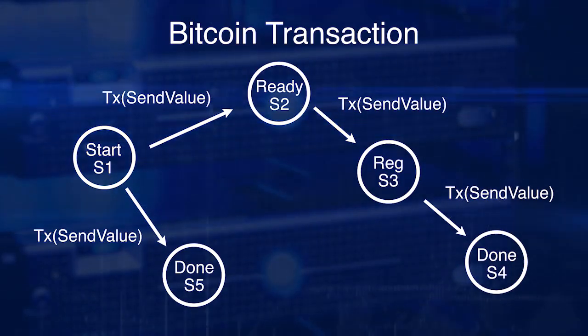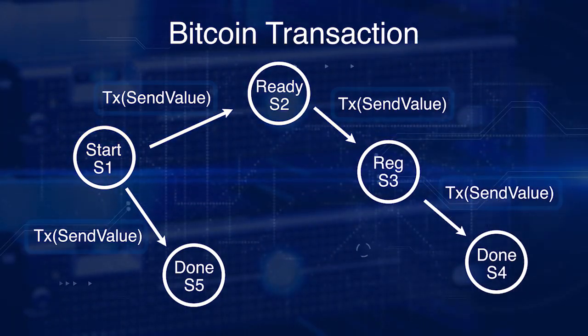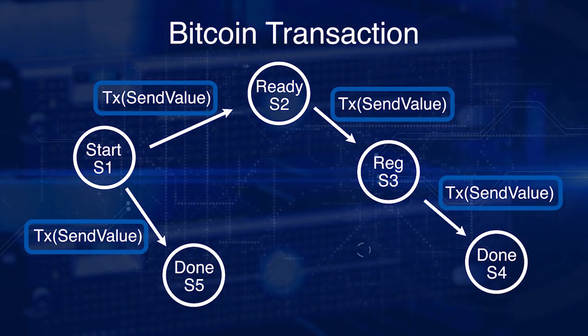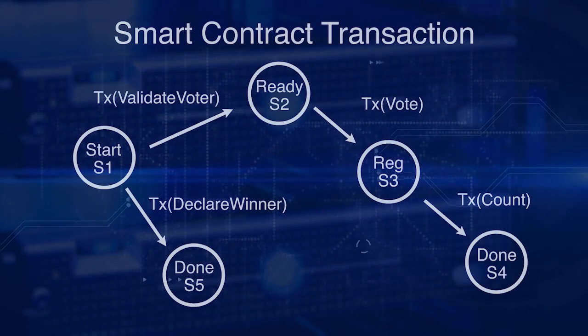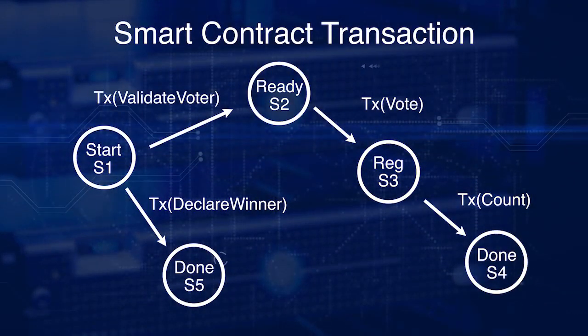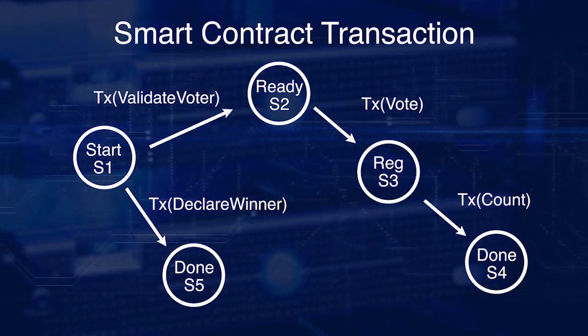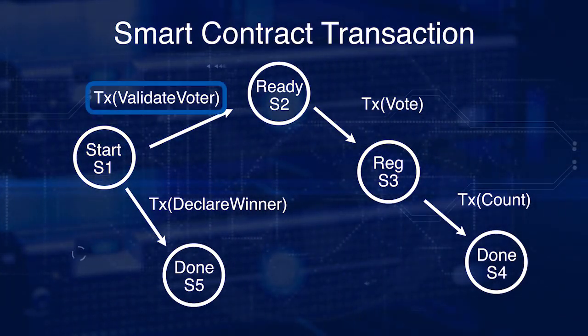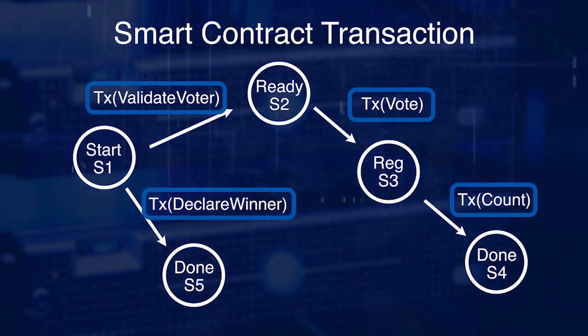Let us compare Bitcoin transaction and a smart contract transaction. As you can see, in Bitcoin, all the transactions are about send value. In the case of a blockchain that supports a smart contract, a transaction could embed a function implemented by a smart contract. Here we have a voting smart contract. The functions are validate voter, vote, count, declare winner.